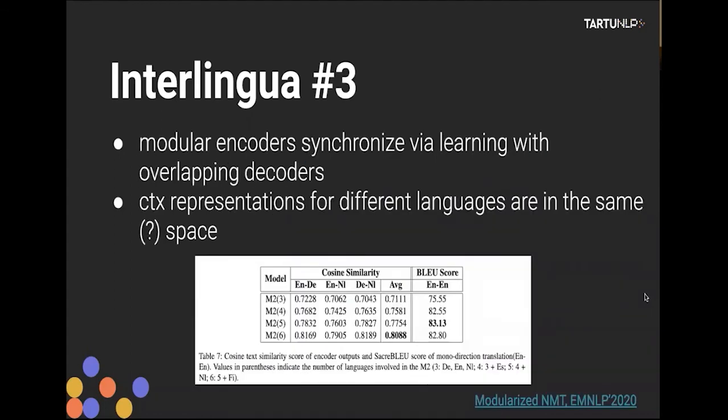Finally, if we go back to the modularized paper, their conclusion is that even without forcing the model to learn similar representations for the same languages, and even without any kind of separate parameters for it, it learns interlingual-like representations anyway. Because the modular encoders synchronize by learning with overlapping decoders, the decoders expect this similar kind of input from different encoders, and they just learn to produce universal outputs.